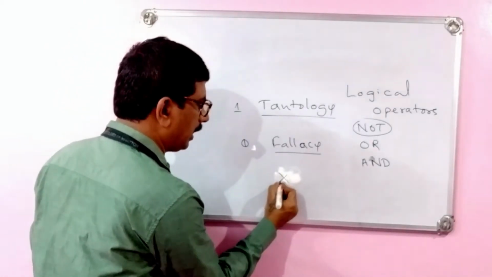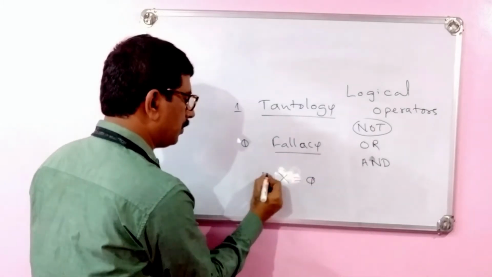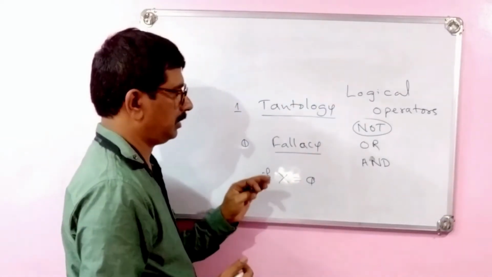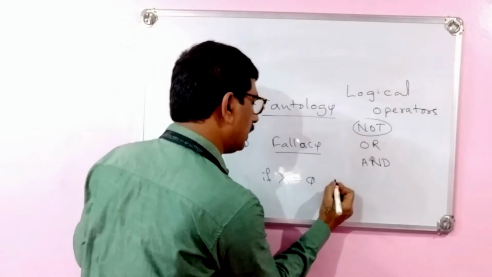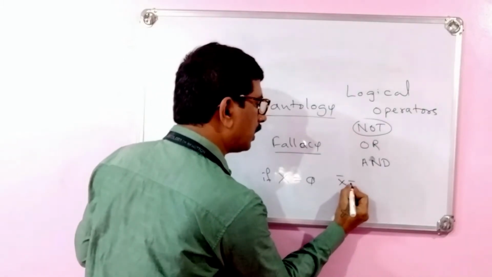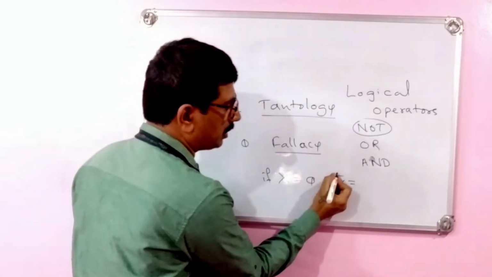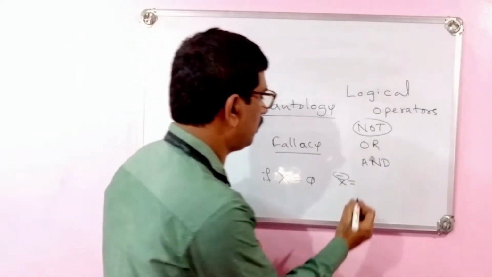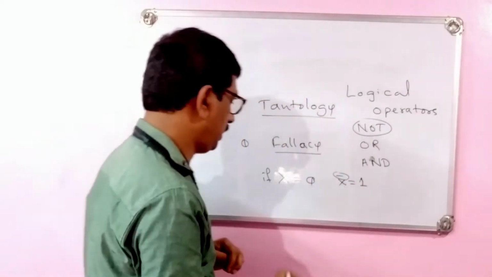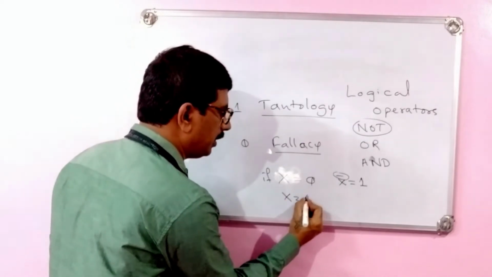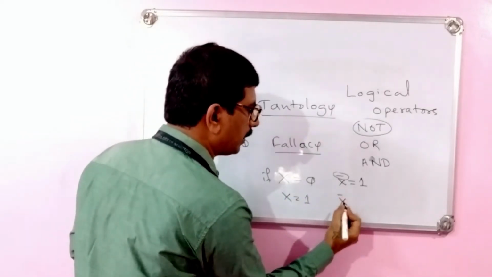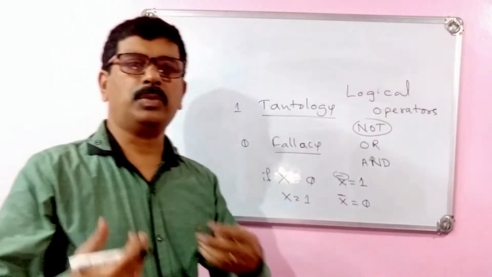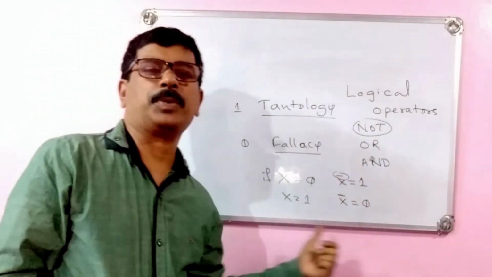Maybe if I take x equal to 0, then the complement of this x, that means not x, we can write as x bar. That means the complement is represented by bar here. X bar is equal to 1. In the same way, if x is equal to 1, then the complement of x, that is x bar, is equal to 0. In this way, we will represent the not operation.